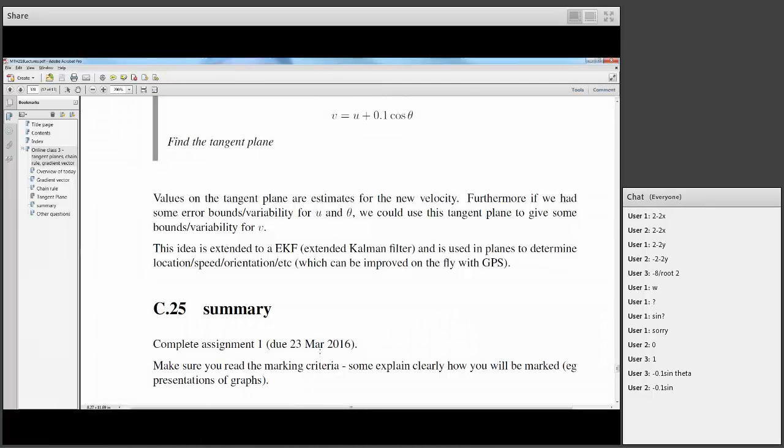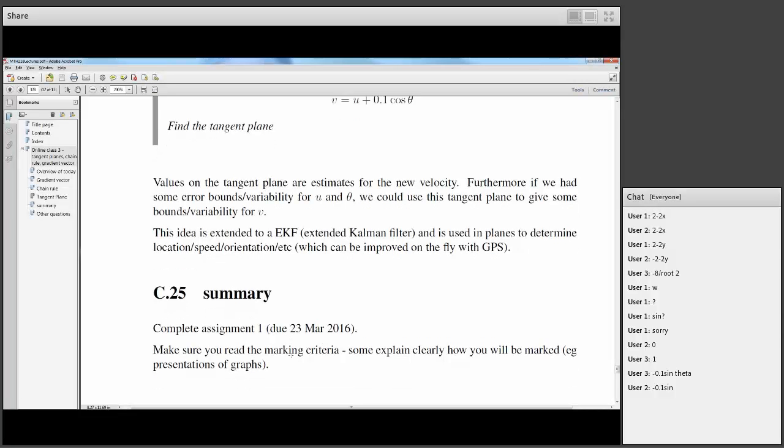If you go and do the tutorials 1, 2, 3 now, perhaps with some of the advice that I've been trying to pass on in these lectures, you should be able to do assignment 1 now, which is due soon, so 23rd of March, as I'm talking.